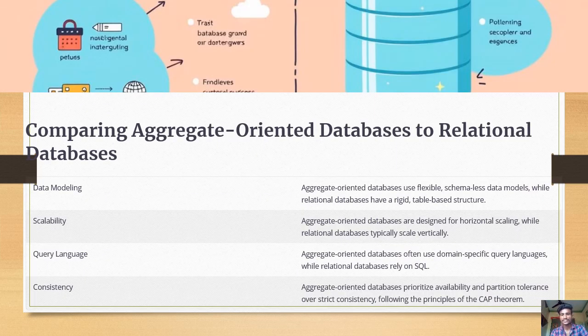Comparing aggregate-oriented databases to relational databases. First one is data modeling. Aggregate-oriented databases use flexible schemaless data models, while relational databases have a rigid table-based structure. In scalability, aggregate-oriented databases are designed for horizontal scaling, while relational databases typically scale vertically. Query language: aggregate-oriented databases often use domain-specific languages, while relational databases rely on SQL. Consistency: aggregate-oriented databases prioritize availability and partition tolerance over strict consistency, following the principles of the CAP theorem.